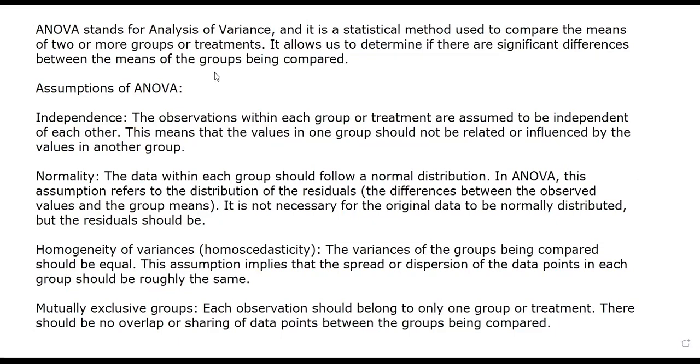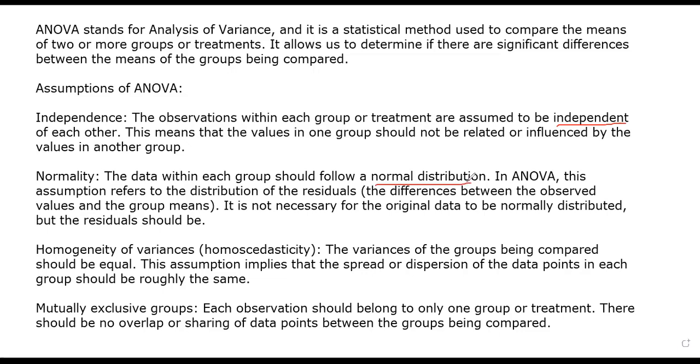And so ANOVA has the following assumptions. Number 1, the observations within each group or treatment are independent. So independence. These characteristics are important because you'll be asked, first of all, to establish the assumptions under which ANOVA is established. This means that the values of each group should be treated as independent. They should not influence the other. The second assumption is normality, that the data within the group should follow a normal distribution. So in ANOVA, it is always normally distributed.